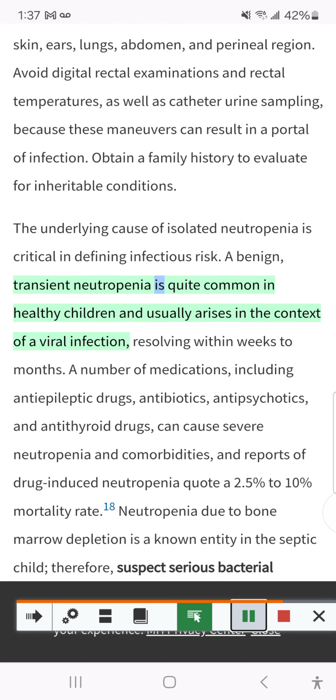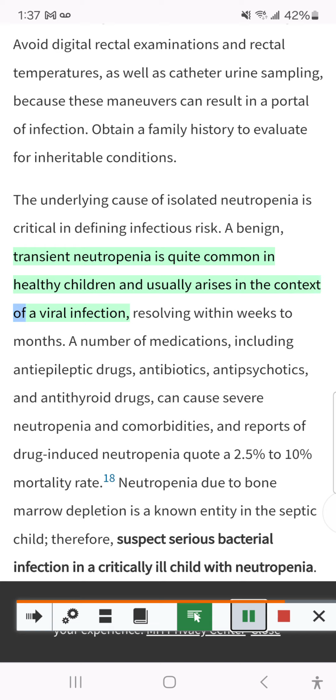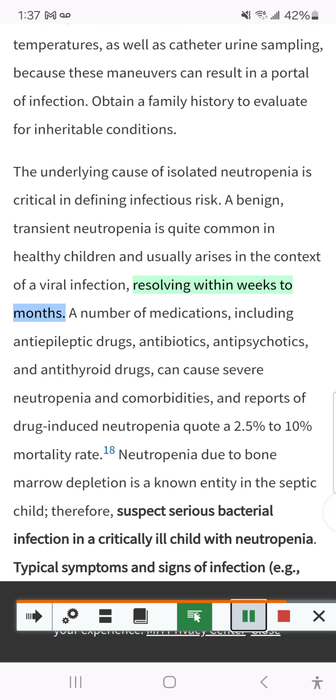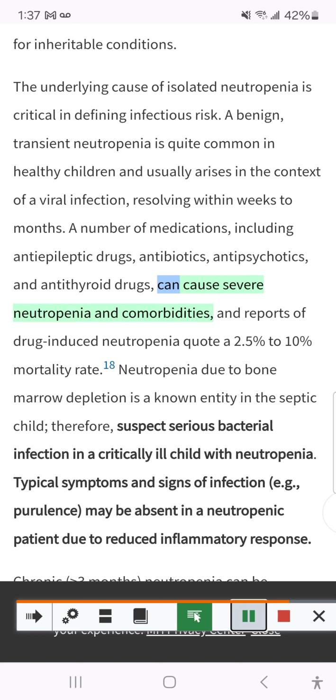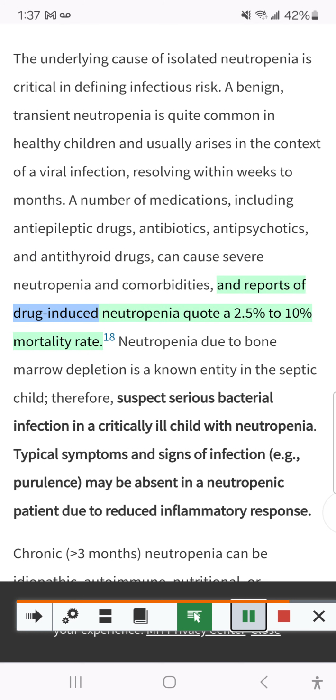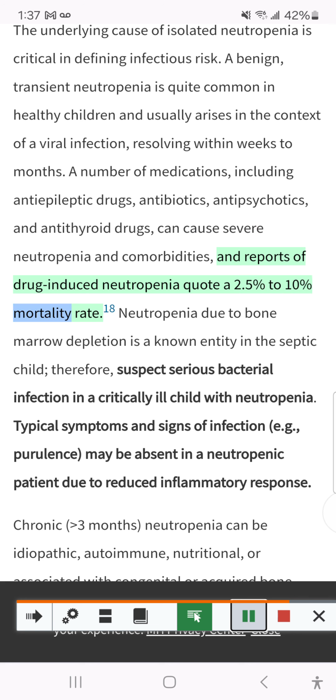A benign, transient neutropenia is quite common in healthy children and usually arises in the context of a viral infection, resolving within weeks to months. A number of medications, including antiepileptic drugs, antibiotics, antipsychotics, and antithyroid drugs, can cause severe neutropenia and comorbidities, and reports of drug-induced neutropenia quote a 2.5% to 10% mortality rate.